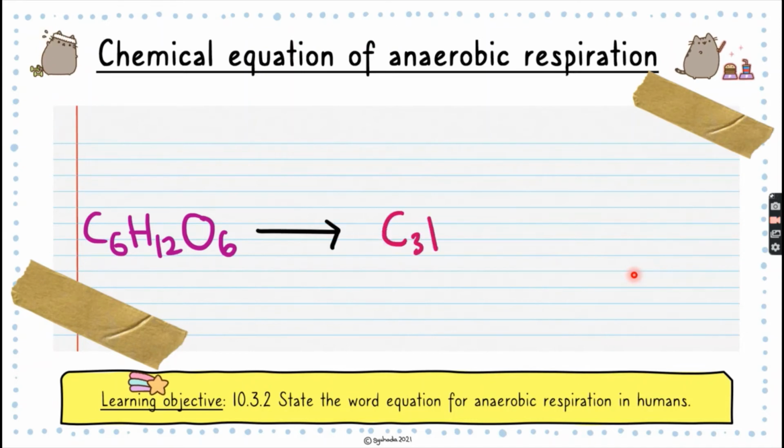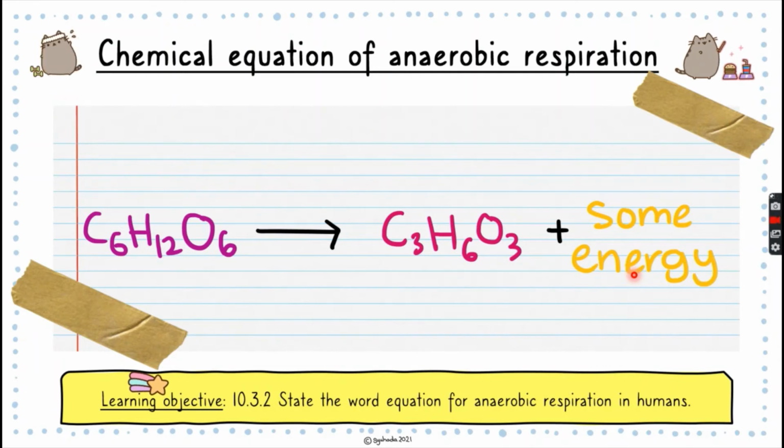You draw an arrow, and C3H6O3 for lactic acid. And of course, energy, we don't really have a symbol for that. If you want to be very, very specific, you can write down ATP. ATP stands for adenosine triphosphate. That is your energy, but for O level, we're just going to refer to energy here. And of course, you need to also balance your equation, so 2 molecules of lactic acid.